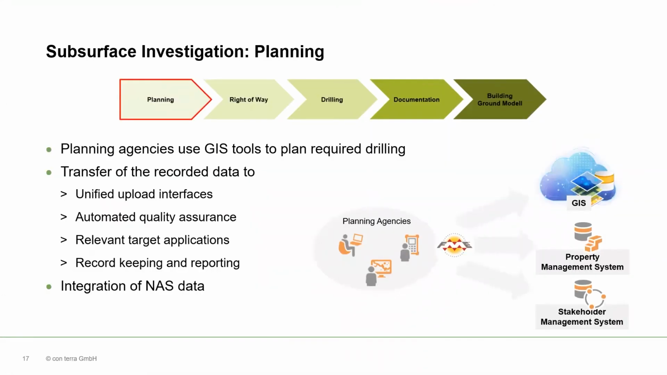Now, some additional information on the first step of the subsurface analysis. So on planning this preliminary investigation. Planning agencies determine where drilling should occur. Once this location has been determined, it is being uploaded to the GIS, to the property management system, and to the stakeholder system using FME. As soon as any data is being uploaded to FME, a data validation process is also being carried out to make sure that only complete and plausible datasets are uploaded. FME is further being used to distribute NAS data, which contains information on properties and their owners.